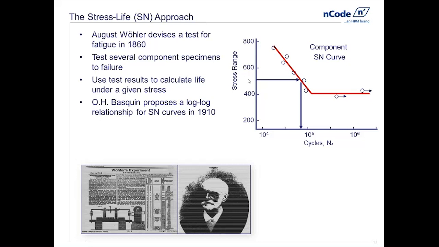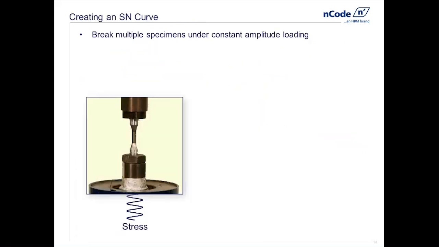A man named Basquin came along 50 years later and proposed a log-log S-N relationship, a relationship between the log of stress cycle size and the log of the number of cycles to failure. And that led to what we call the proper S-N curve today, which is created by taking a number of these specimens. Wöhler was testing axles, but we've since moved from testing whole components. Preferably, we'd prefer to test materials, so then when the component changes, our S-N curve remains valid.